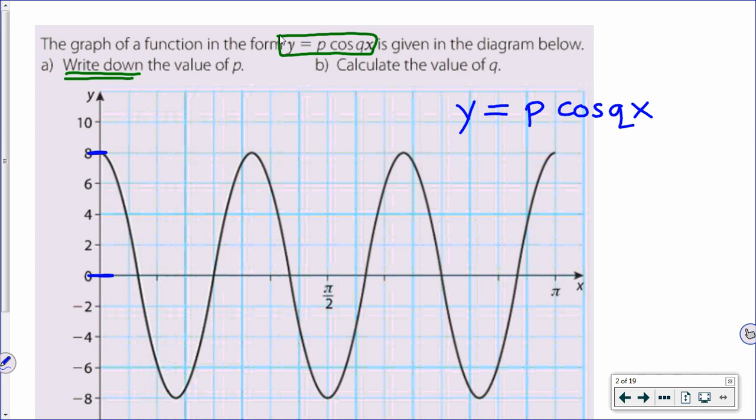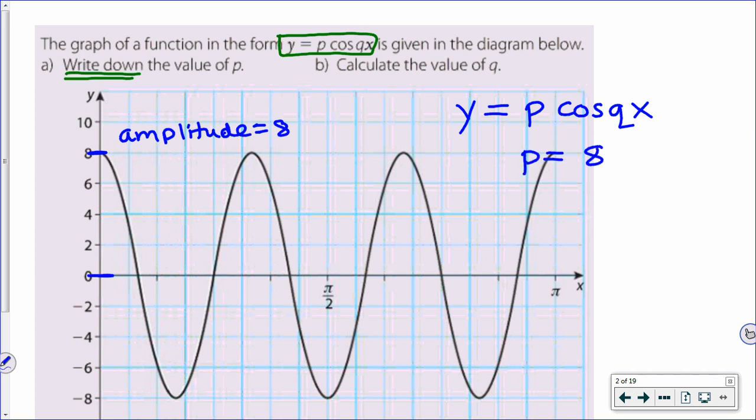And so first you want to establish where your midline is. Here it's clear that the midline is at 0 because the top points are at 8 and the bottom points are at -8. So 0 is the midline. The top of each wave is 8, which means that the amplitude of the wave is 8. And then the p-value here is going to be 8, but we have to consider whether it's negative or positive. So I know that p is going to equal either +8 or -8.